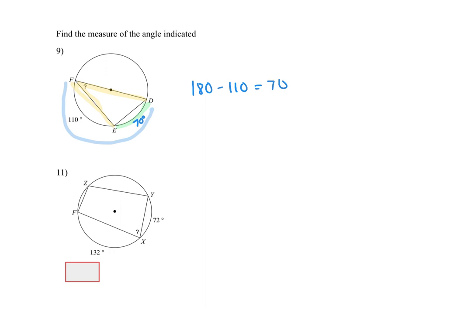So if I'm trying to find the angle measure of F, the measure of angle F is going to be 70 divided by 2. So go ahead and do that.